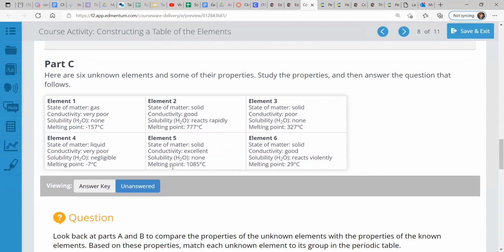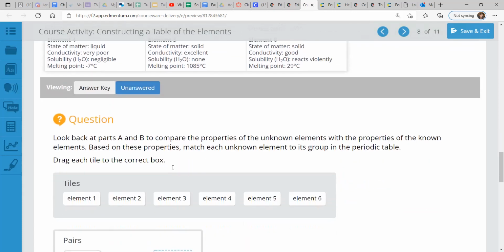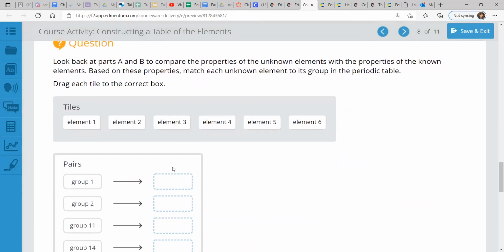We have 6 unknown elements and some of their properties. Take a look at the properties and then answer the question that follows. We have element 1, 2, 3, 4, 5, 6. The state of matter, conductivity, solubility, and melting point. So if we look back at A and B to compare the properties of the unknown elements with the properties of the known elements, based on these properties, match each unknown element to the group in the periodic table. Okay.